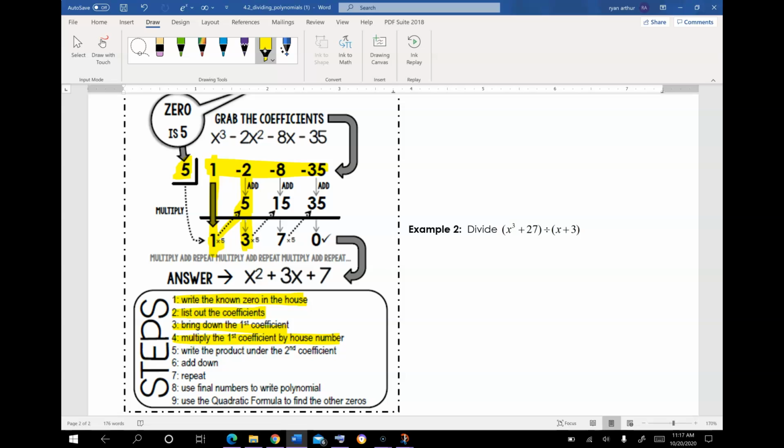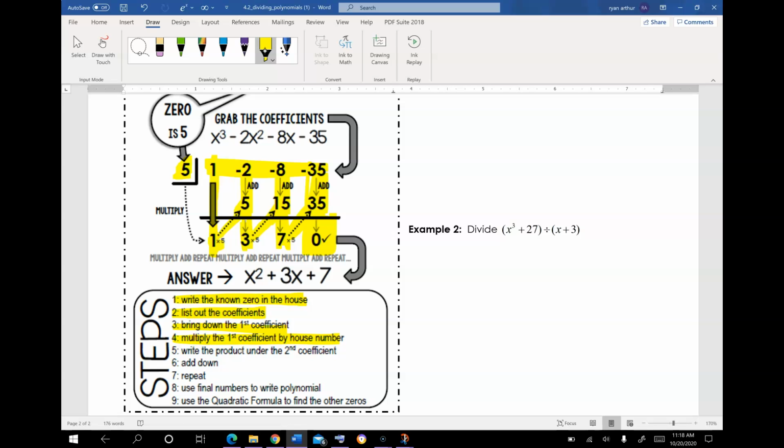And then I'm going to start the process over again. 5 times 3, 15. -8 plus 15, 7. Multiply 5 times 7, 35. Add them, 0. And this is what we call the remainder. That last number is your remainder. So it tells you how much is left over. And we're going to talk about how to write that.